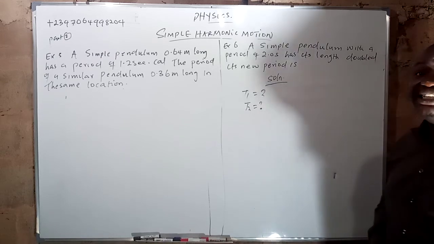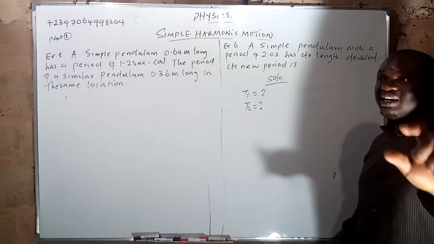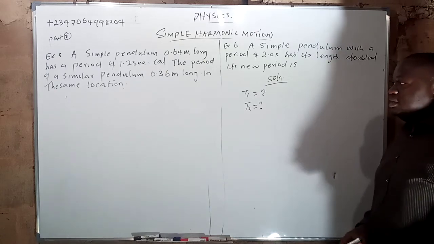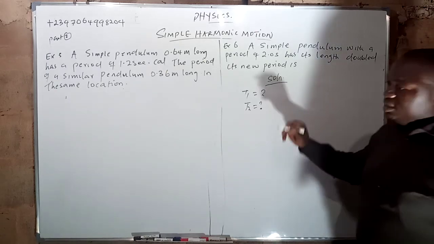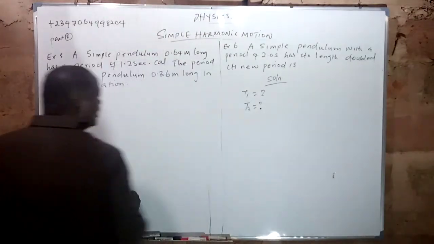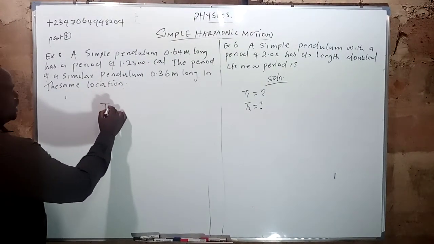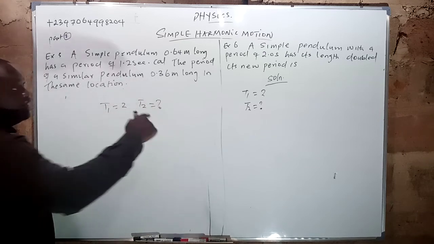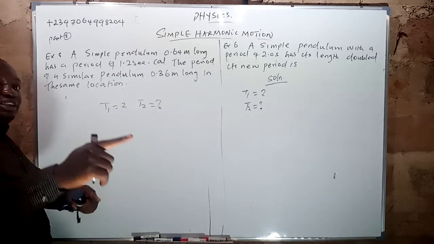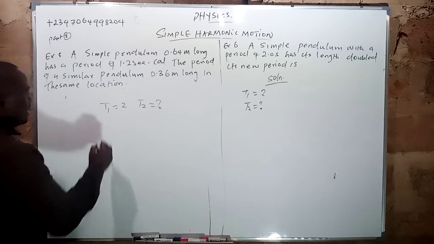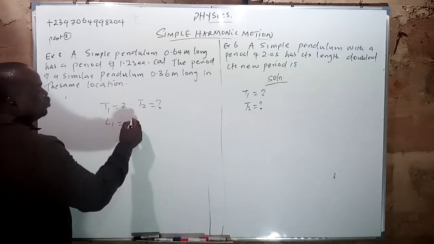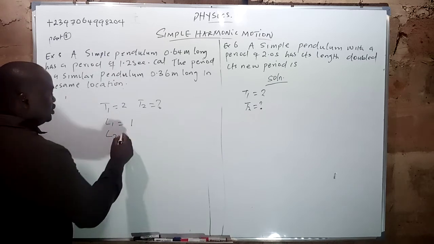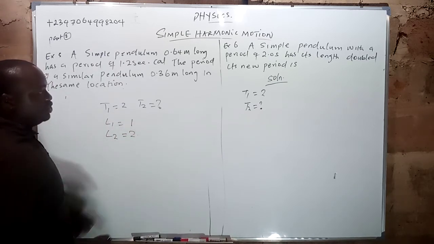Now remember, they say it has its length doubled. Be very, very careful with this kind of question because it's highly technical. Remember I said T1 is equal to 2, and they ask you to get your T2. Now if the length is doubled, that means the second length is the double one, not the first one. So your L1, let's call it 1, and your L2, remember they said it's double, so double of this should be 2. That's all they want you to calculate.